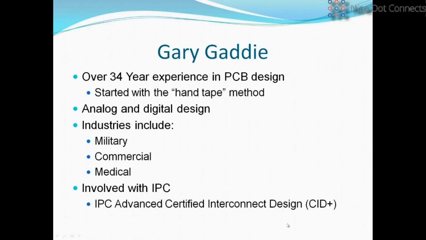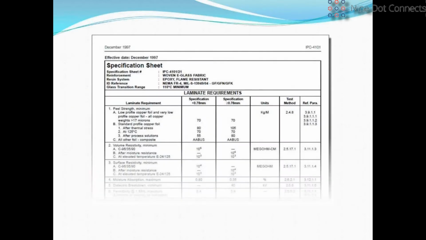So let's move on to the next slide. This is just a quick blurb on a specification sheet from IPC. It's generic in that it's only FR4, it's /21, a pretty common material, so I just want to give an example of that.